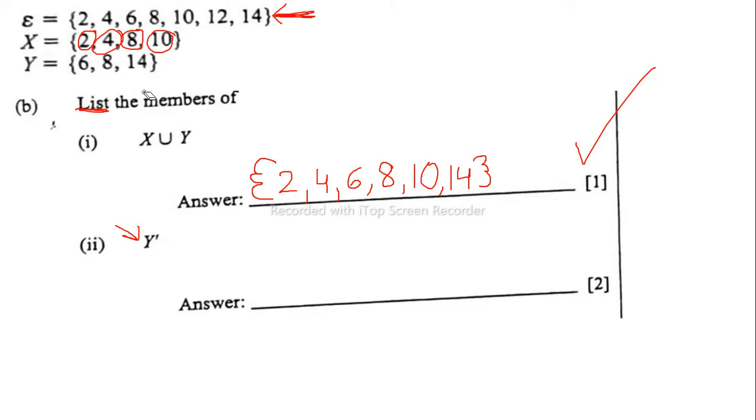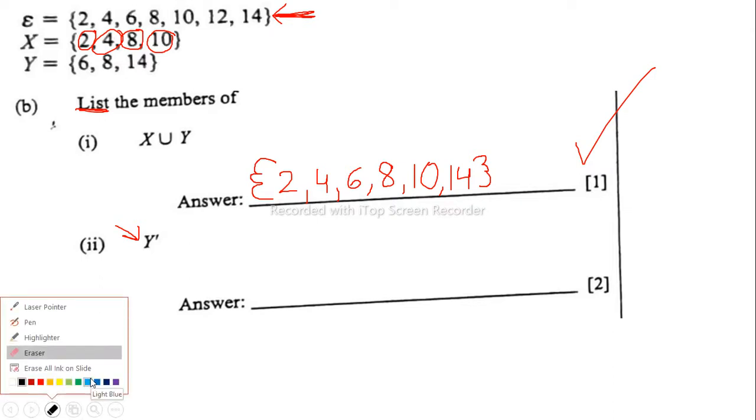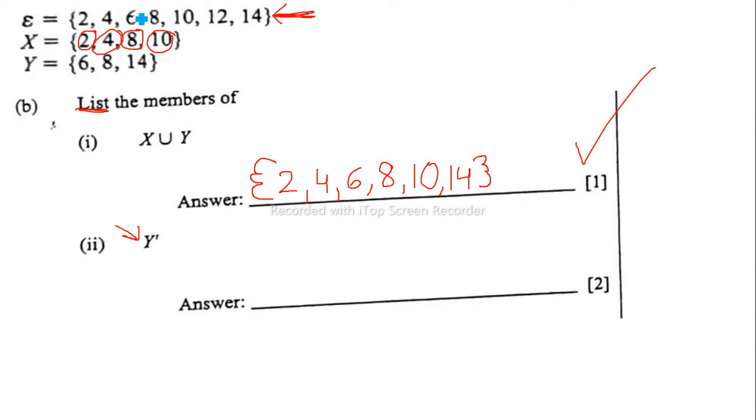Okay, no problem. So what I was saying is this is Y complement, and Y complement means everything inside the universal set except for Y. So what numbers can we not include from this? 6, 8, and 14. Very good, because they are in Y. So we don't want 6 because 6 is in Y. We don't want 8 because 8 is in Y. And we don't want 14 because 14 is in Y. Everything else we put.